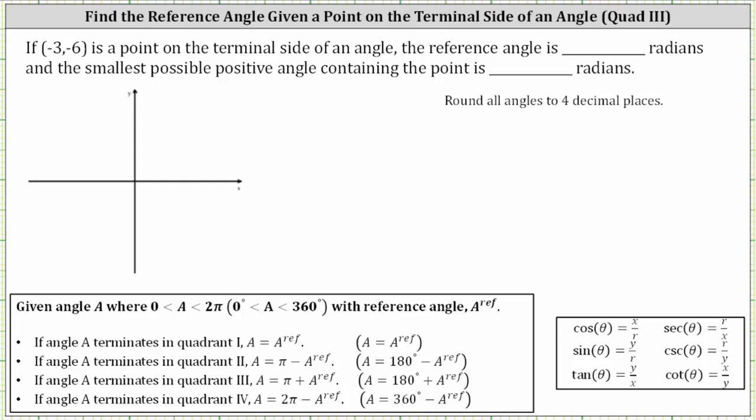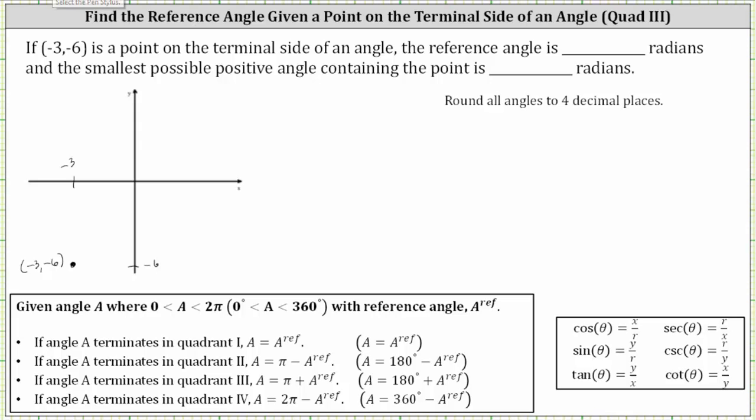If (-3, -6) is a point on the terminal side of an angle, what is the reference angle in radians, and what is the smallest possible positive angle containing the point? Let's begin by plotting the point. And now sketch the smallest possible positive angle in standard position.